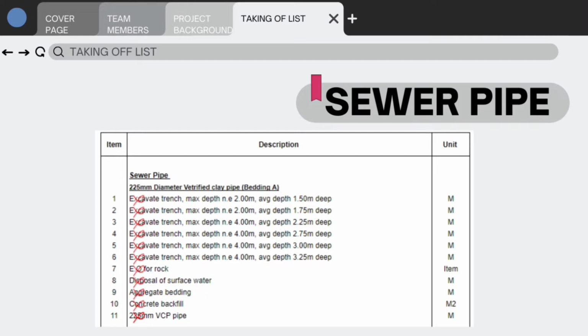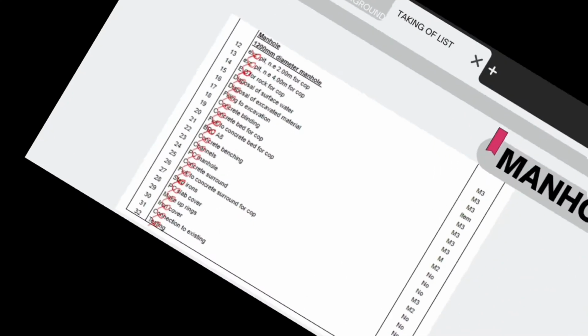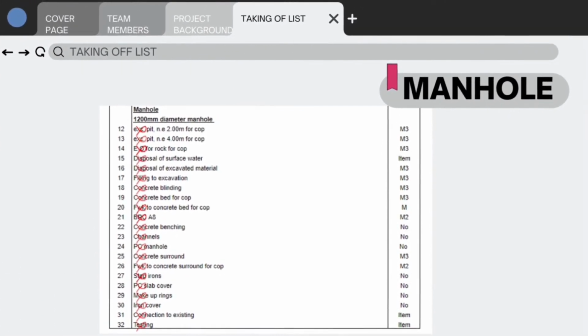Number 5. Excavate trench maximum depth not exceeding 4 meter, average depth 3 meter deep. Number 6. Excavate trench maximum depth not exceeding 4 meter, average depth 3.25 meter deep. Number 7 is extra over for rock. Number 8, disposal of surface water. Number 9, aggregate bedding. Number 10, concrete backfill. And the last one, 225 mm VC pipe in meter. Next, this is the taking off list for manhole.